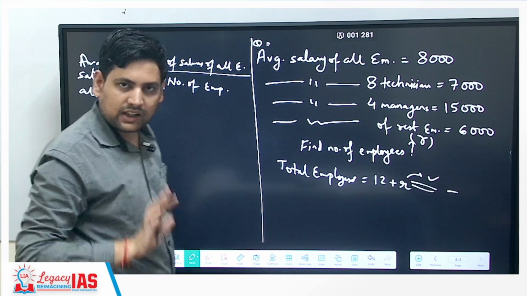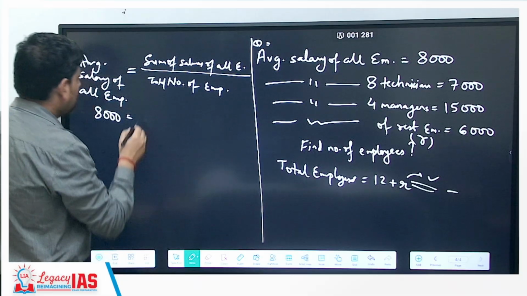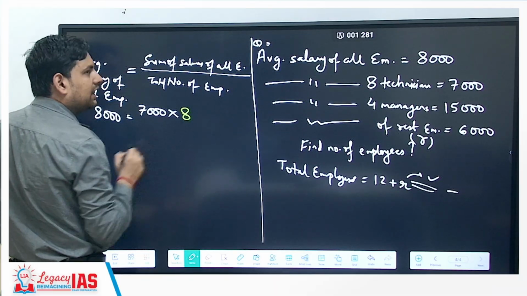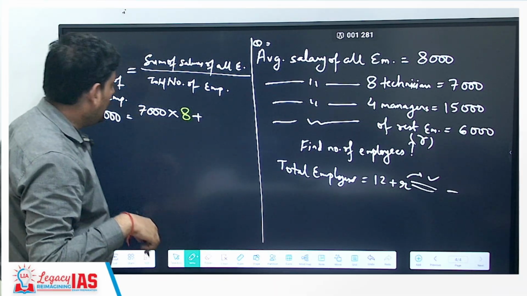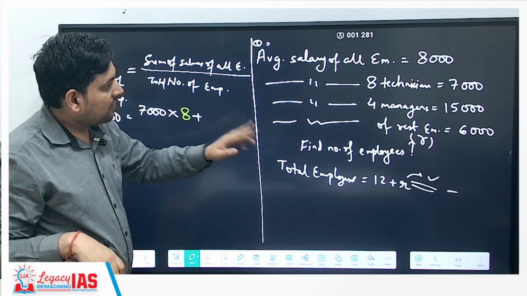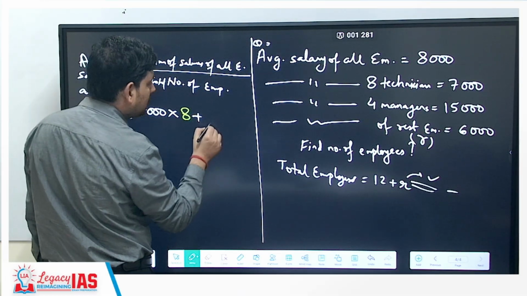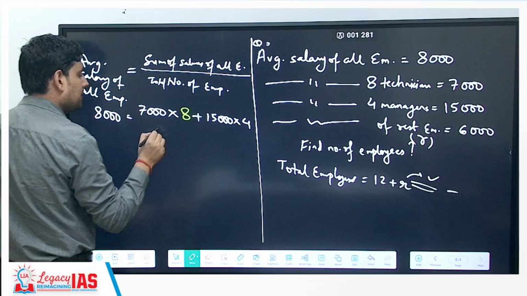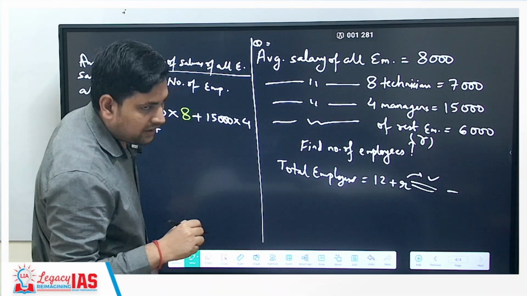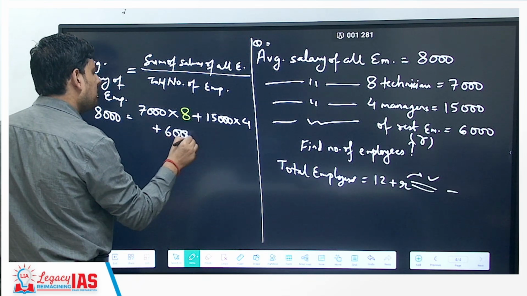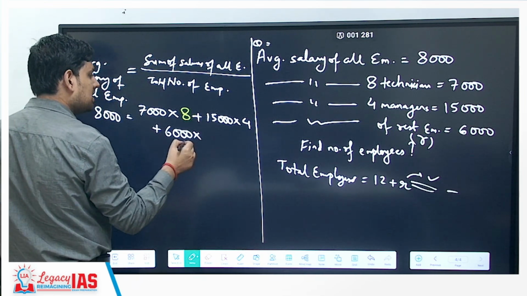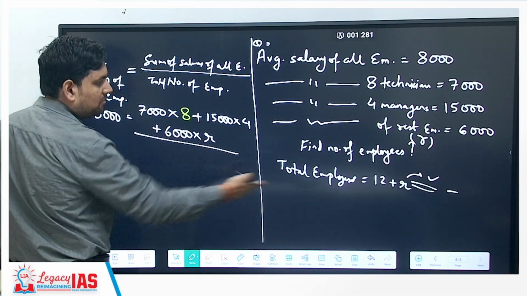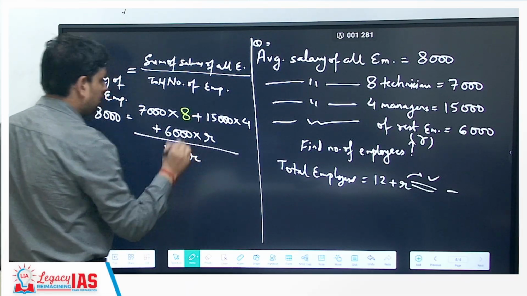The total salary that has to be paid to the technicians: what is the average? Average is 7,000 into how many technicians are there? There are 8 technicians. So 8, then plus. Next is managers. What is the salary of managers? Salary is 15,000. How many managers are there? There are 4 managers, correct? Then next, what is the average of the rest of the employees? 6,000. Now how many employees have this average salary of 6,000? R. Now this sum divided by total employees, that is 12 plus R. That's it.